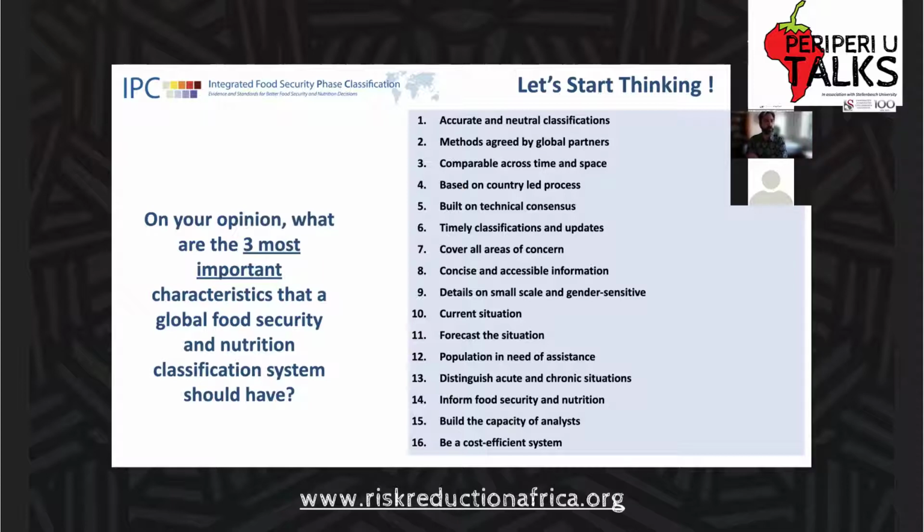Any other final ones? Dorica is seeing 6 and 16. So timely classifications and updates, so we have to be prompt in this and then also be cost efficient. Tafadzwa is seeing, well, we're coming thick and fast. Tafadzwa wants 4, 6, and 12. So that's 2 votes for number 6 now, and 2 votes for number 12. And Vincent comes with number 1, accurate and neutral. Also, again, another one for the population. And the other one is 13, distinguishing the acute and the chronic.